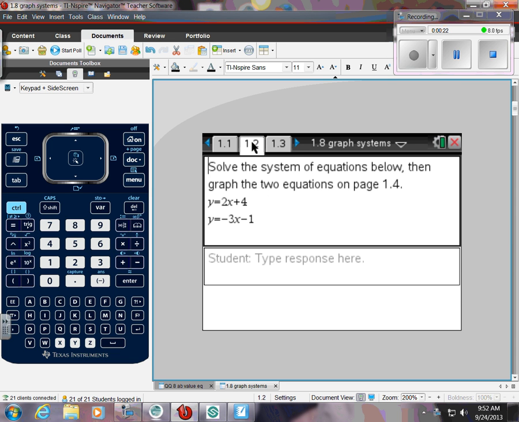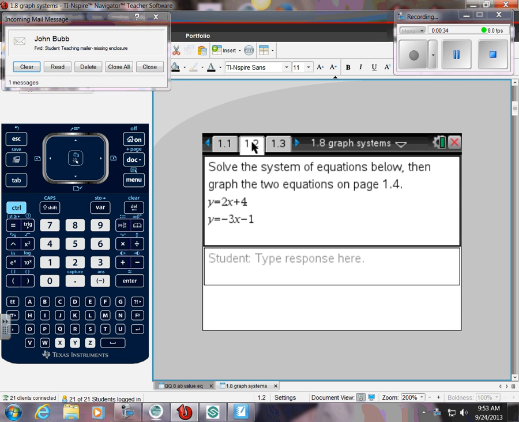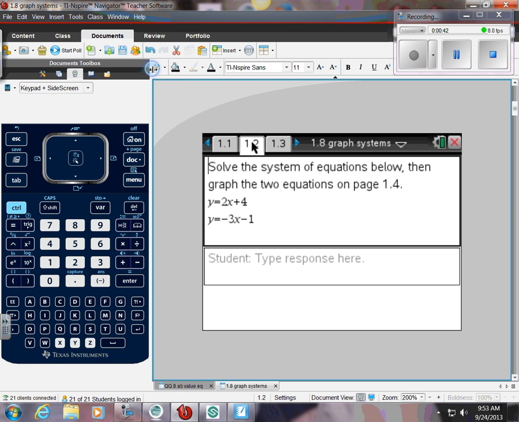All right, so we're going to solve the system of equations below. Then we're going to graph the two equations on 1.4. So we're going to do it algebraically to start, and check it graphically. Who remembers what the solution to a system of equations is? It's where they meet. Where they intersect. So the solution is a point. It's an intersection point.